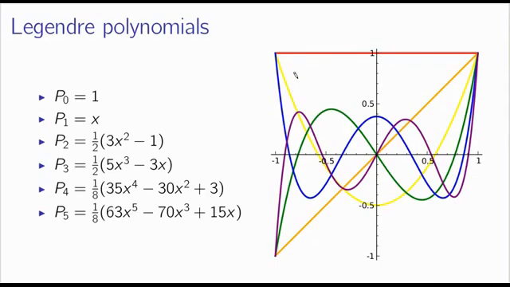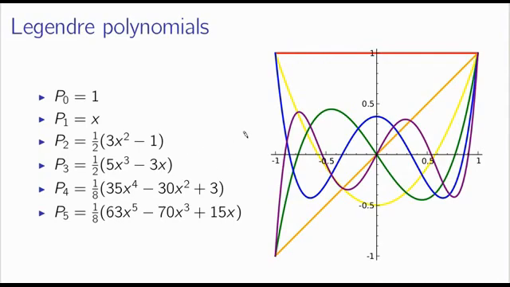But just to give you a feel for what they look like, the 0th order Legendre polynomial is just a constant. First order is a line. Second order is a parabola, the yellow curve here. Third order, of course, is a cubic, the green curve. Fourth order is a quartic, the blue curve. And fifth order is a quintic, the fifth order polynomial given by the purple curve here.